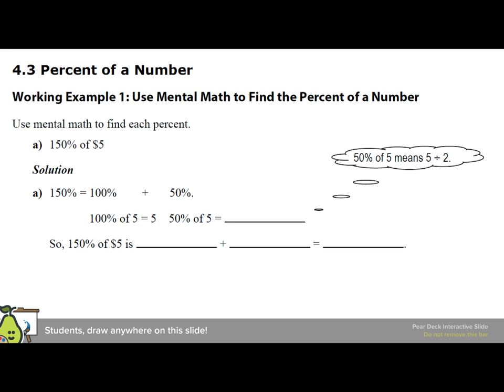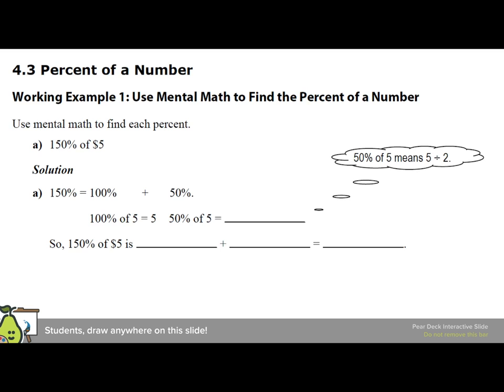Question A is asking us to calculate 150% of $5. So we're going to split 150% into two numbers that we can work with fairly easily. It's the same as 100 plus 50. So 100% plus 50% will give us a total of 150%. So 100% of $5. If you have 100% of something, you have all of it. So in this case, it's all of 5.